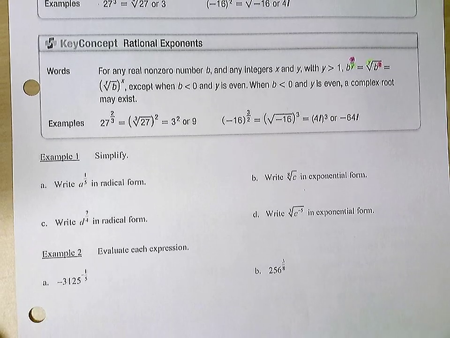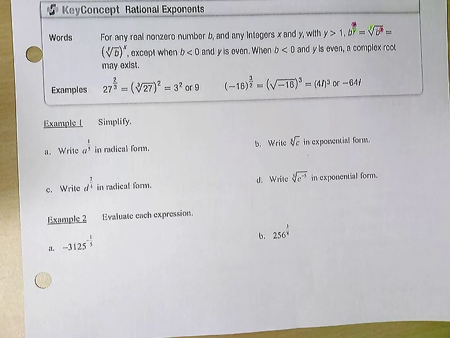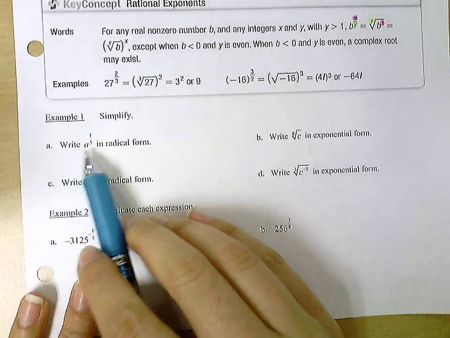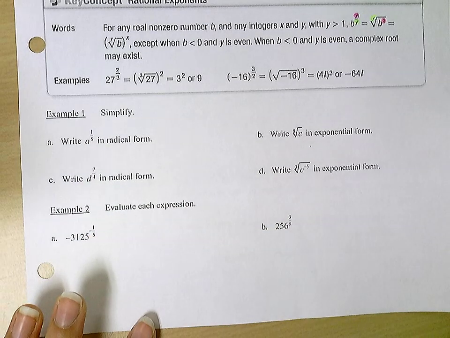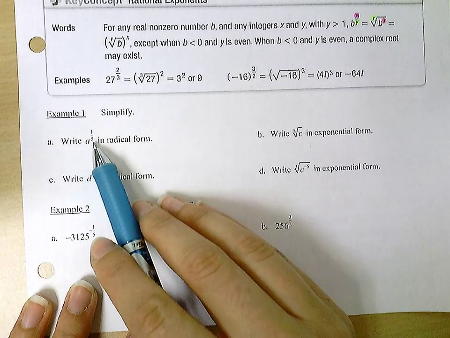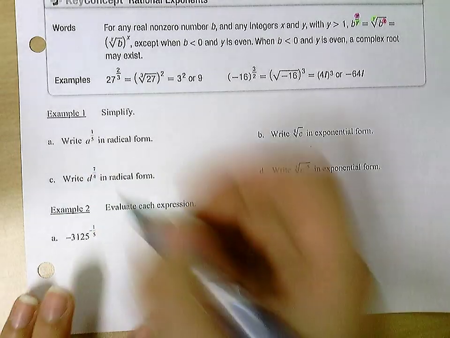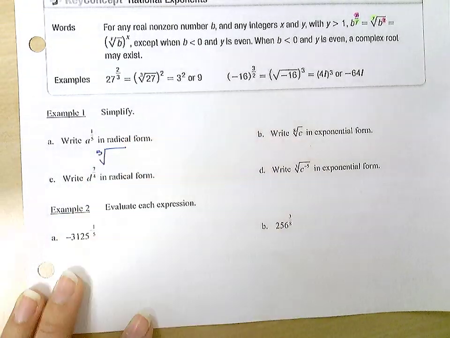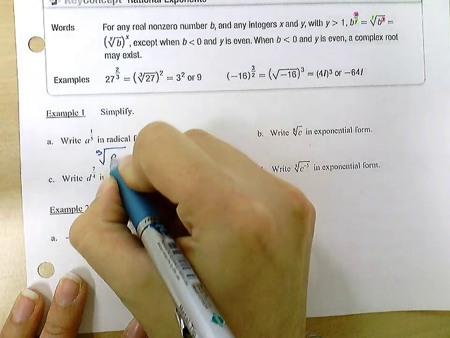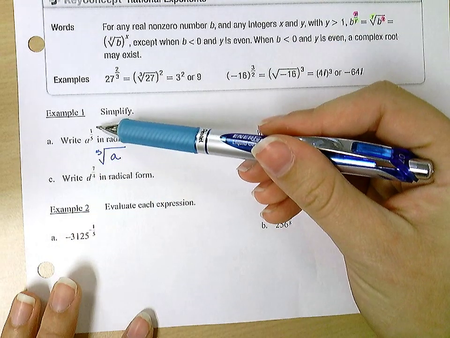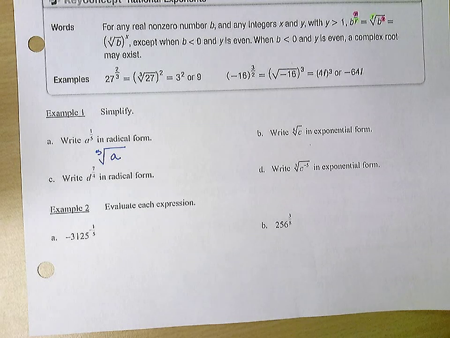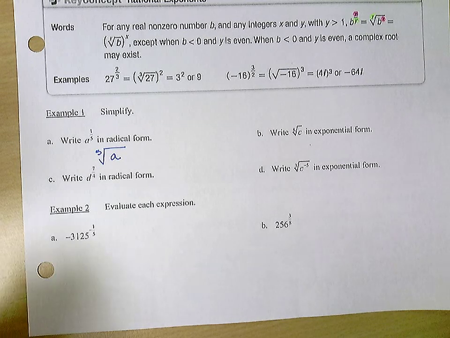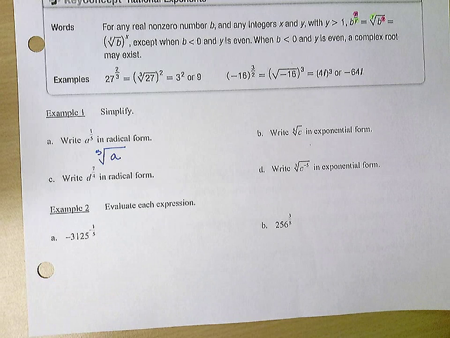So we're just going to practice simplifying each of these. We're going to switch from rational exponents to radical form. For letter A, we want to write a to the 1/5 power in radical form. If it's 1/5, that 5 in the denominator becomes your root. So I know this is the 5th root of a, and my numerator is just 1, so I can leave it like that. That would be my answer for that one.